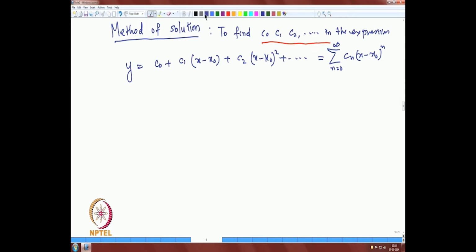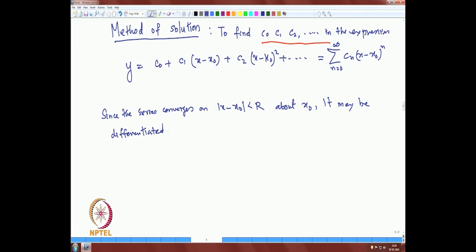Okay, so since the series converges on |x minus x0| less than r, some number r, by the existence theorem, about the ordinary point x0, the series can be differentiated term by term on this interval.